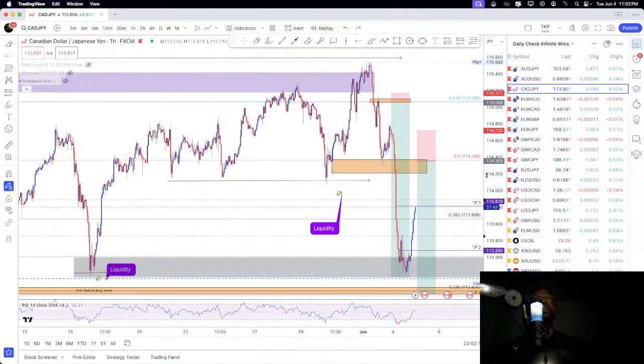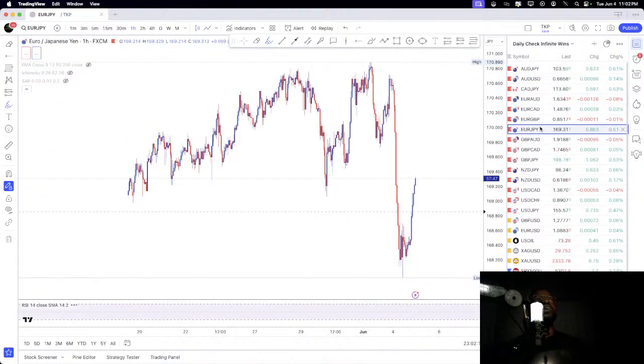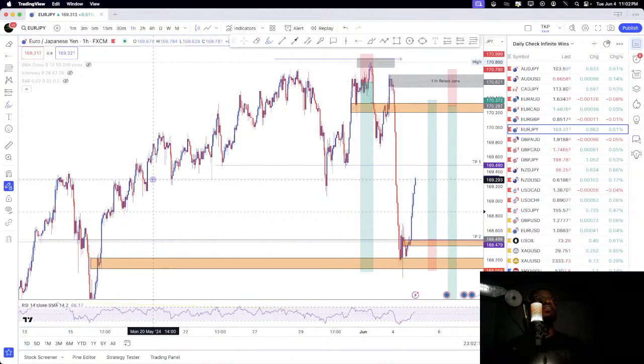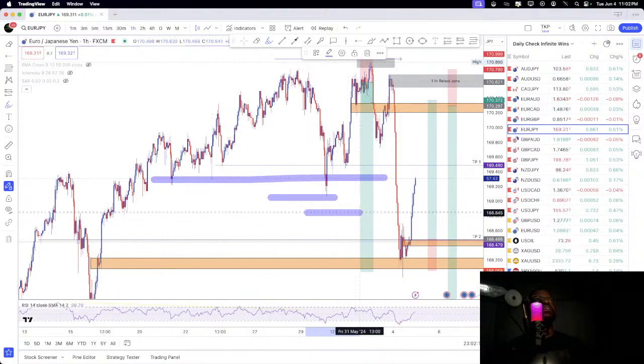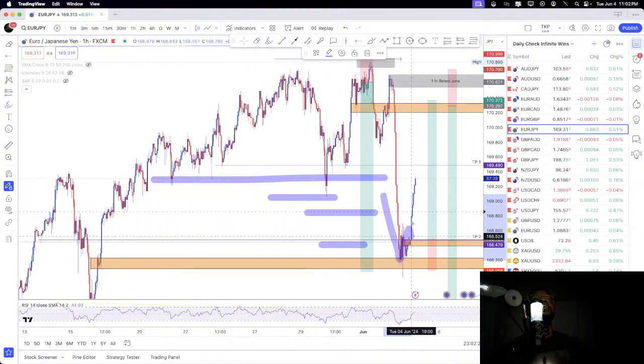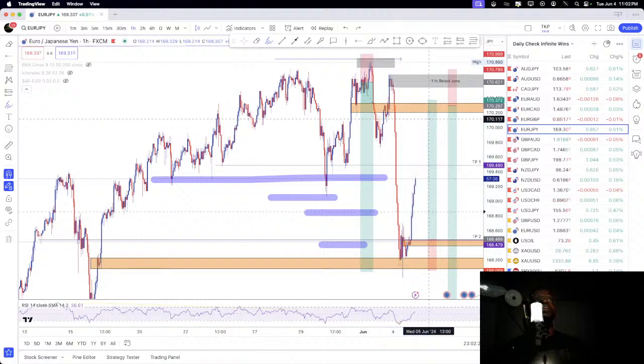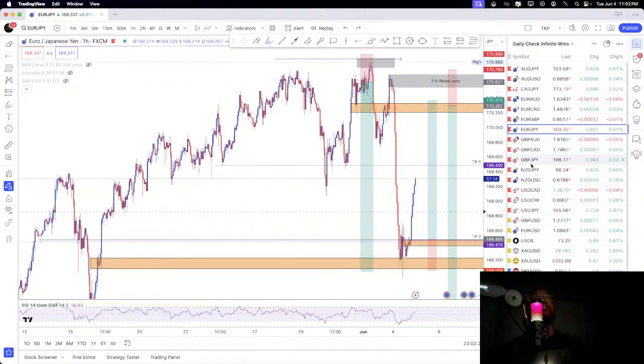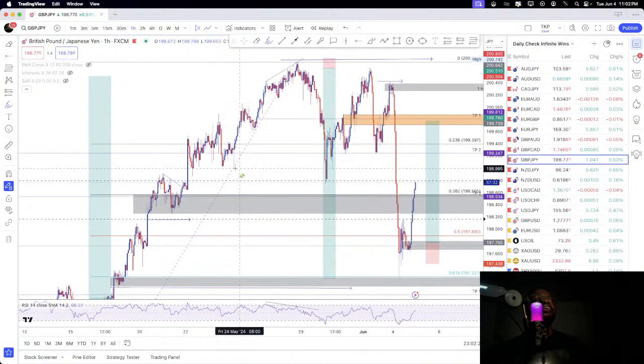Same thing here. Same thing on Euro JPY. Look at this. Relatively equal lows. What's here? Money. What happened as soon as they took your money? It shoots up. This is a game, and it's just up to us to be patient enough to see it. Same thing here.